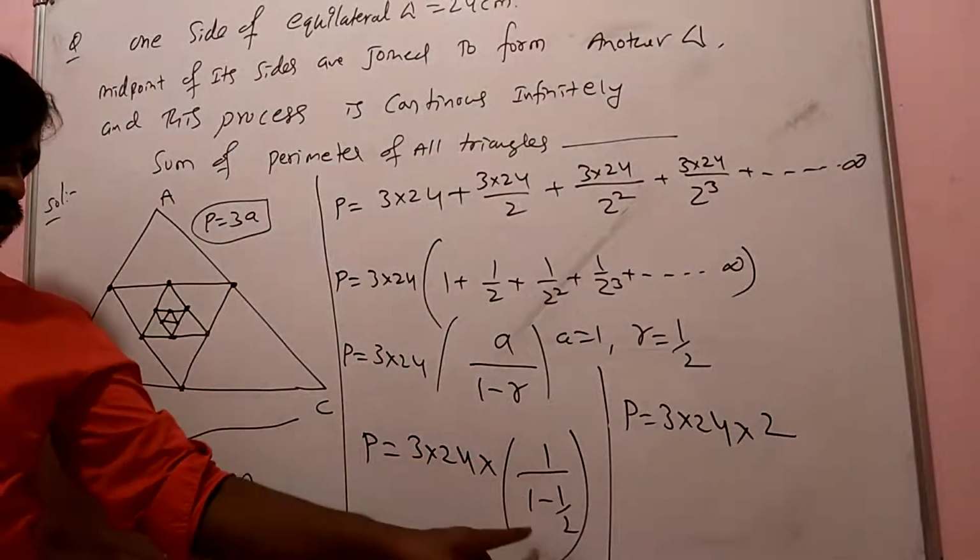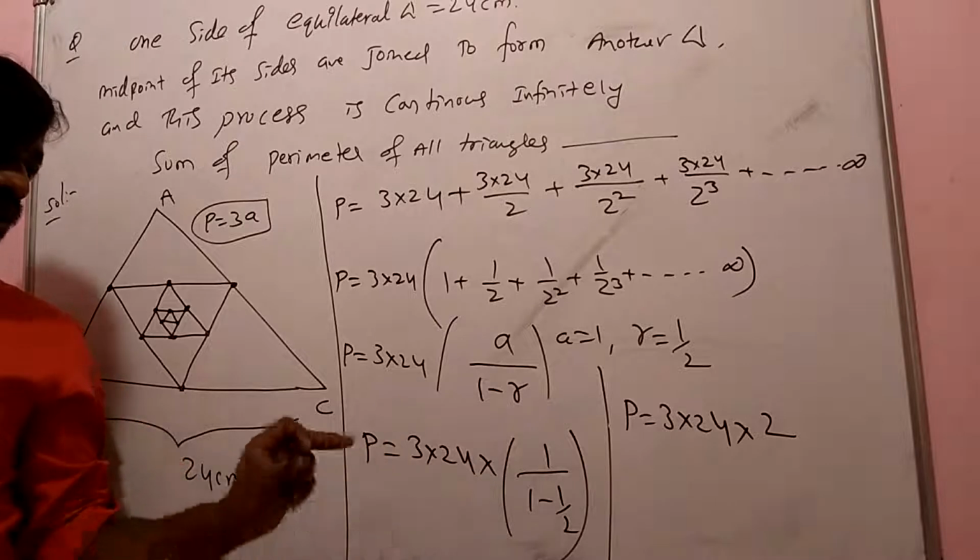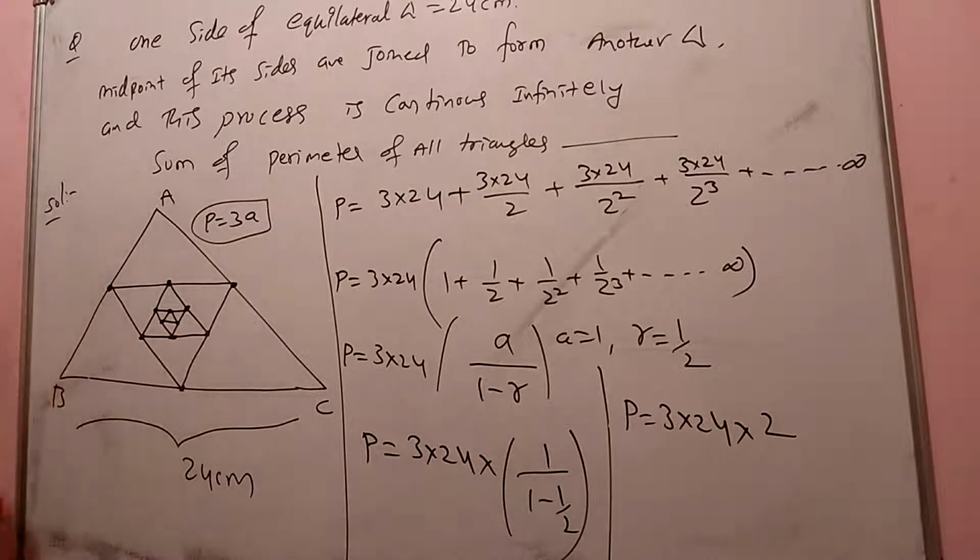Are you getting this value? Total value is becoming half. Are you getting it or not? So 24 into 3 into 2, that's what I am going to get. 144 is the answer. So here, I hope you have understood.